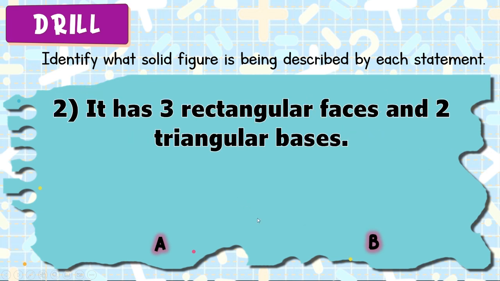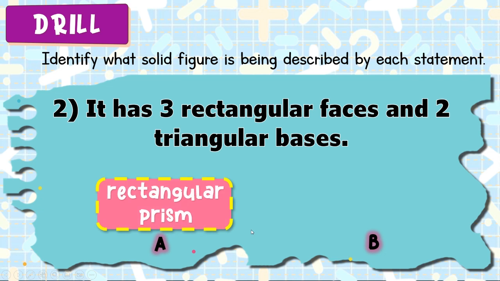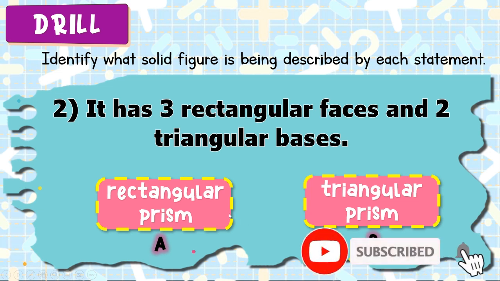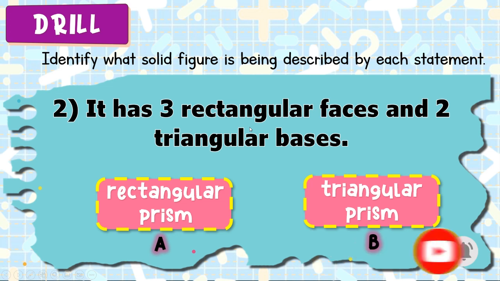Question number 2. It has 3 rectangular faces and 2 triangular bases. Is it letter A, rectangular prism, or B, triangular prism? You may comment down your answer in the comment section below. Time's up. The correct answer is triangular prism, letter B.